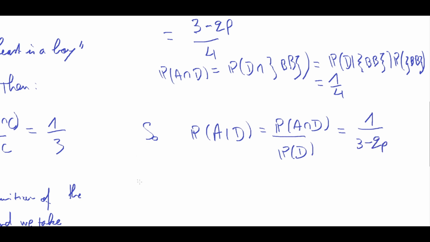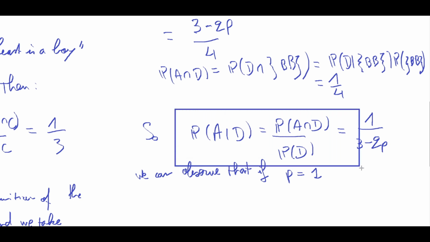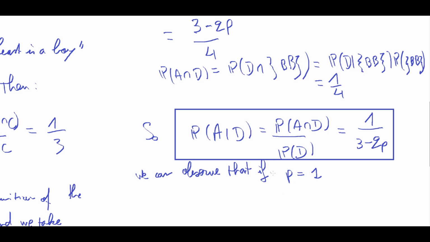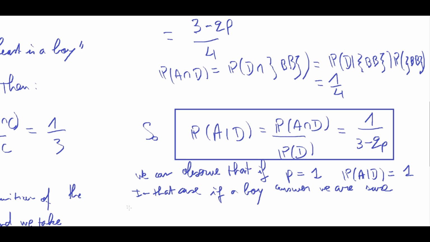We can observe that if P equals 1, then P of A knowing D is equal to 1. In that case, if a boy answers, we are sure that there was no girl at home, otherwise she would have answered.